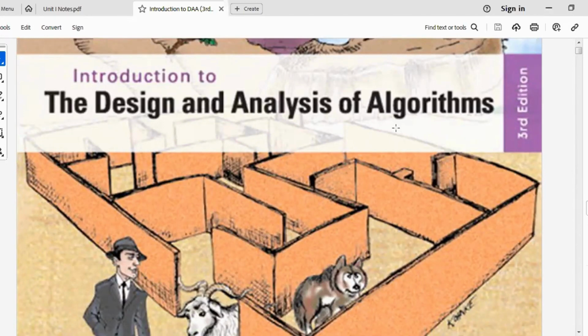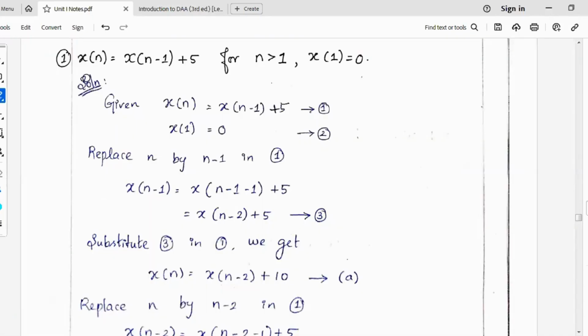Everyone, in this session, I am going to explain how to solve the recurrence relation. Usually for recursive algorithms, we get a recurrence relation, right? So this is a given recurrence relation: x of n equal to x of n minus 1 plus 5. Here x of n is defined in terms of x of n minus 1, so it is a recurrence relation.